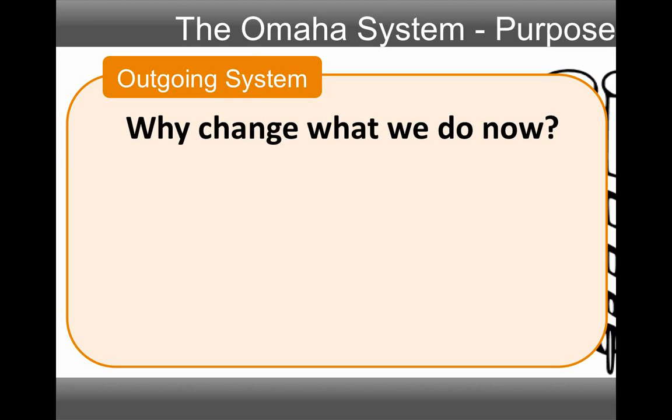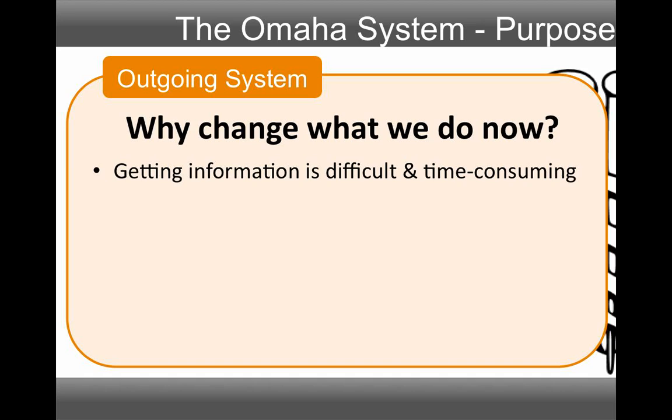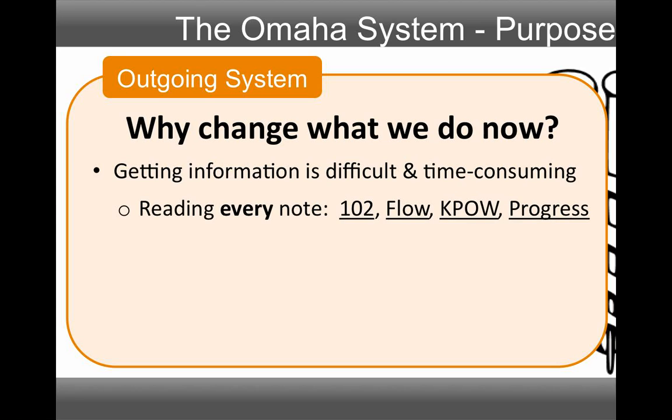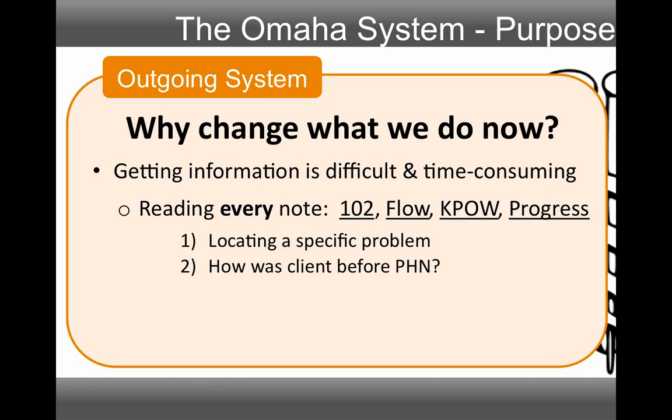So why change what we do now? Because getting information on how effective our interventions are for our patients is extremely difficult and time-consuming. First, after deciding what exactly you want data for, you have to pull up multiple charts. You have to read every single note, like the 102, flow, KPOW, progress note, just to locate that specific problem or intervention. Then you have to search again to see if it was documented how the client was before the PHN even came to see him, like what was their baseline. Then you have to read to find out how the PHN addressed those problems.